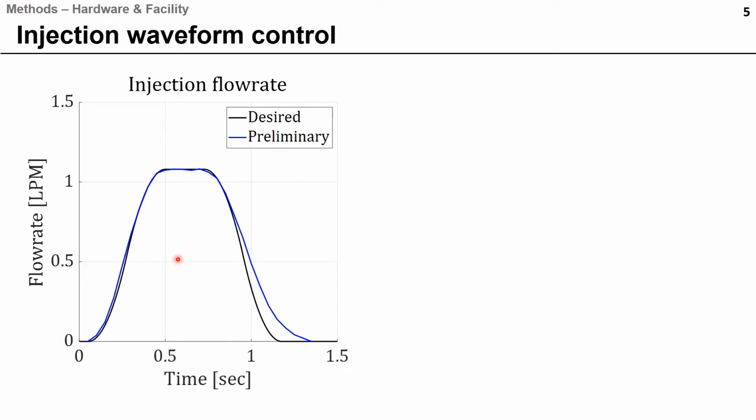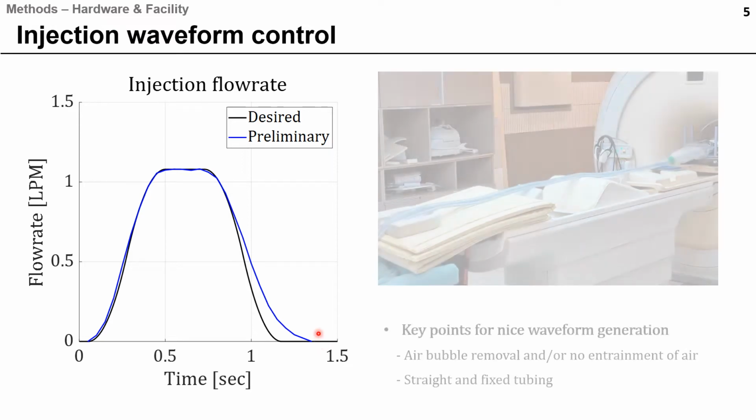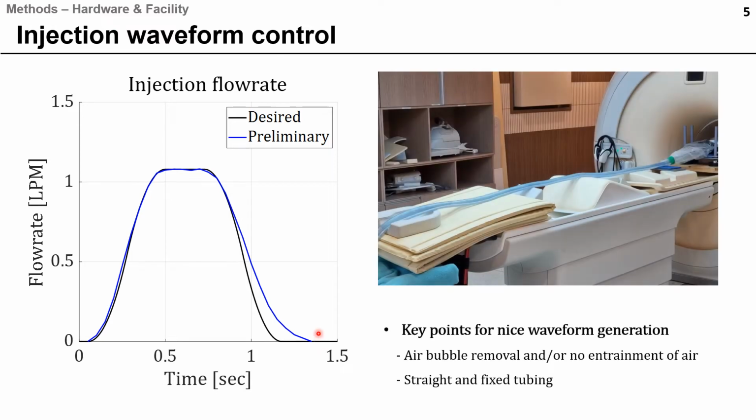So using this experimental setup, we performed a preliminary test to check the injection flow rate. And as you can see, the flow rate of the preliminary test was slightly different from our desired waveform. After many attempts to solve this problem, we determined that this is because of the air bubbles and the movement of the hose lines.